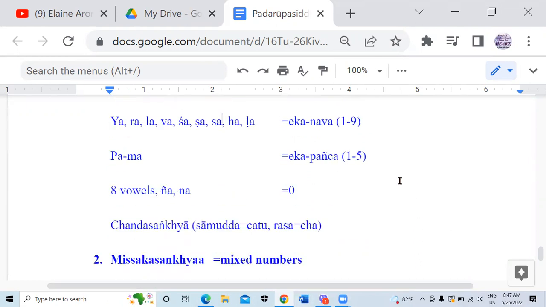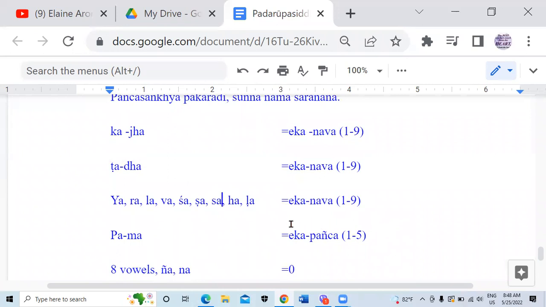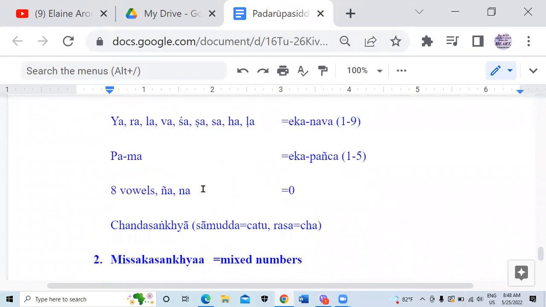Okay, that is nine. And then from pa group, from pa to ma only five. According to how to say, like the meters, or the short one you want to create, you can use out of these Pitaka Sankhya. In ka group, also you can use, ta group, also you can use, ya group, and pa group, and the bhava also you can use. Okay, that's it.